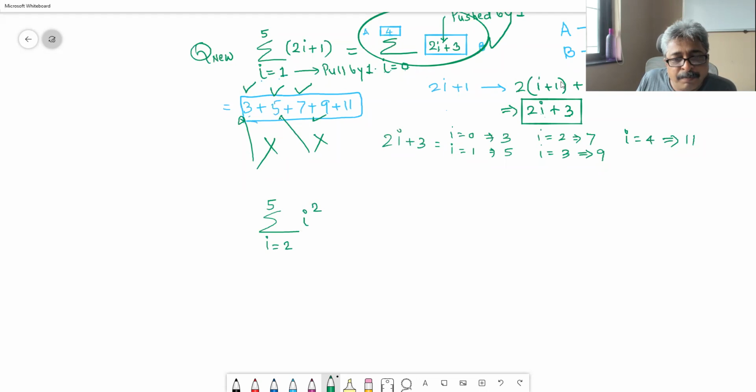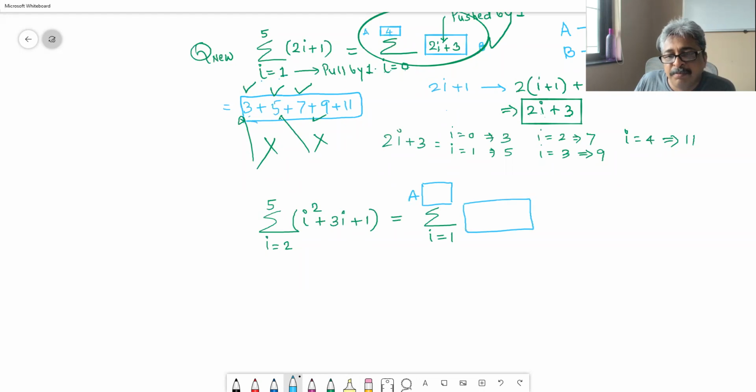I square plus 3i plus 1. Now the final sum is equal to sigma, i goes from 1 to 4, and we want the simplified form of b. You don't ask me to do calculations, you do your calculations and show me b.